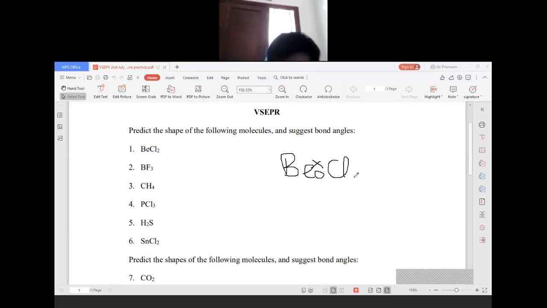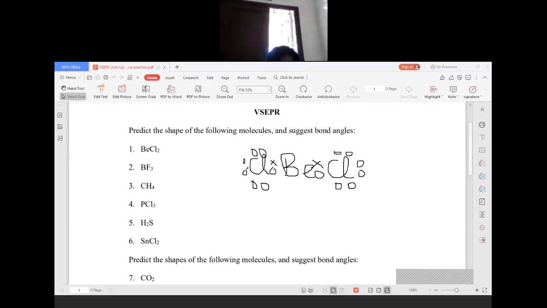This one you have to draw on your empty paper. So this is Cl and Cl. We know Cl has 7 electrons in the outermost shell. And so, according to this one, how many bond pairs are there?